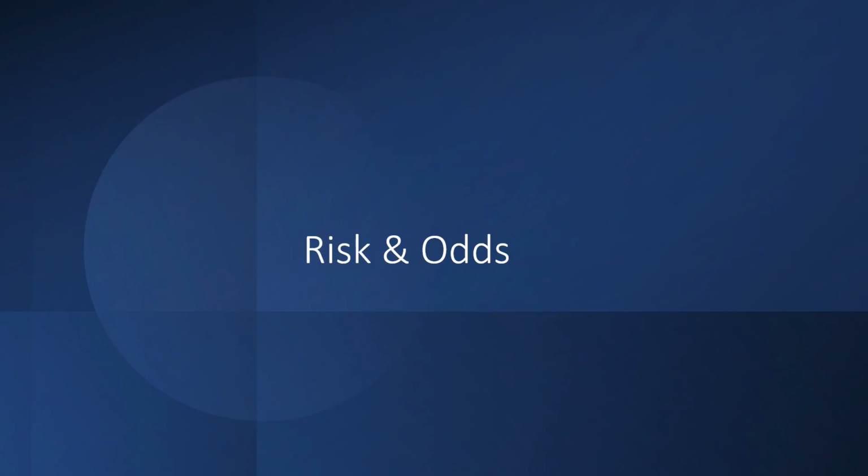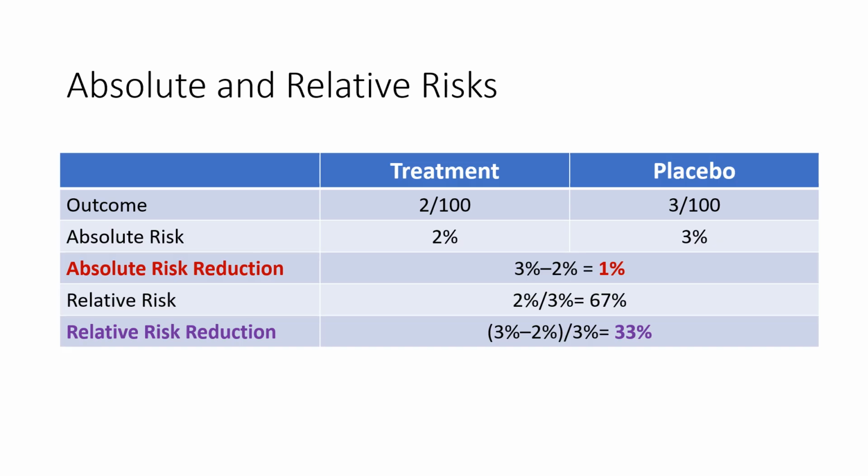Let's move to another important concept, the concept of risk and the concept of odds. Suppose we have two groups, a treatment group and a control group, each consisting of 100 patients. Suppose that the outcome of interest occurred in 2 patients in the study group and in 3 patients of the control group. This translates to an absolute risk of 2% and 3% respectively. Doing the simple math, the absolute risk reduction is 1%.